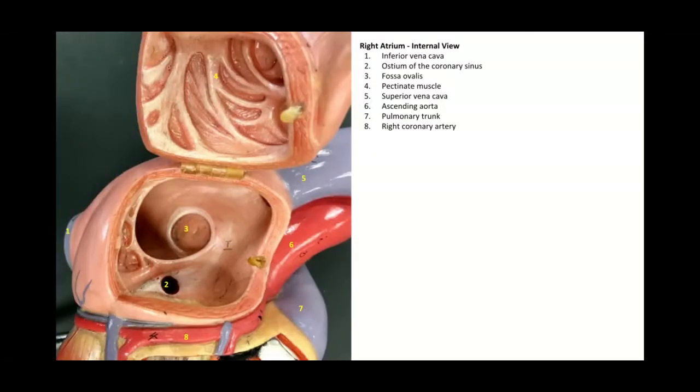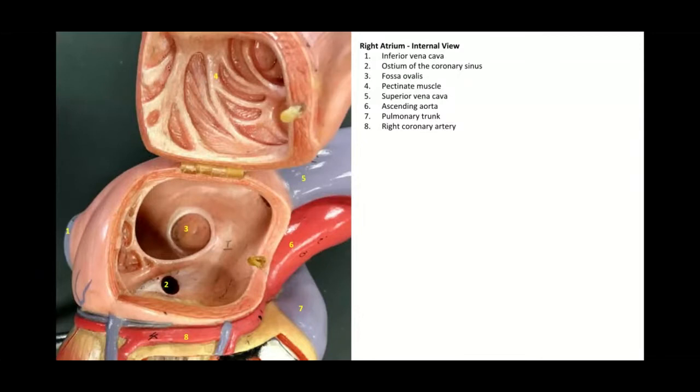This picture shows you the right atrium. Inside the right atrium, we have the openings of three veins. Number 5 is the superior vena cava, and you can see its opening here. Number 1 is the inferior vena cava, and you can see its opening here. And number 2 is the opening of the coronary sinus. We call it the ostium of the coronary sinus or opening of the coronary sinus.